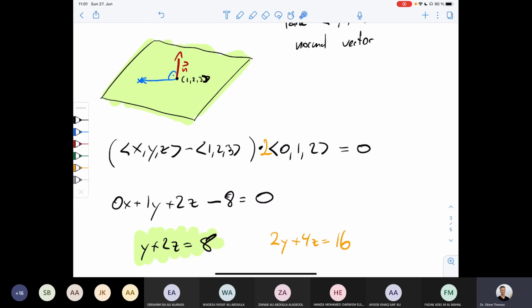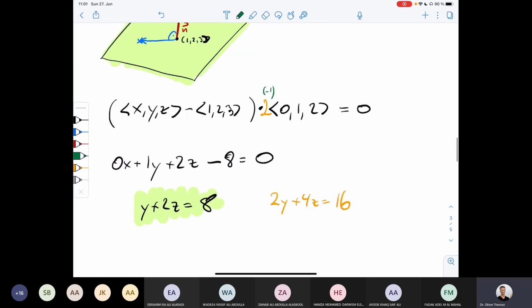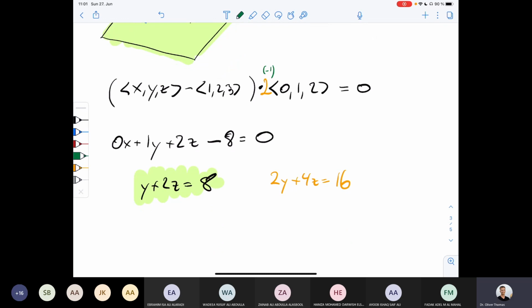Of course, we could also have used -1 times the whole thing. In that case, the equation that we would have gotten is -y minus 2z equals -8. But this is just to reduce potential errors while doing the calculations.